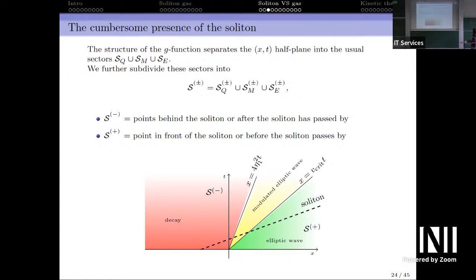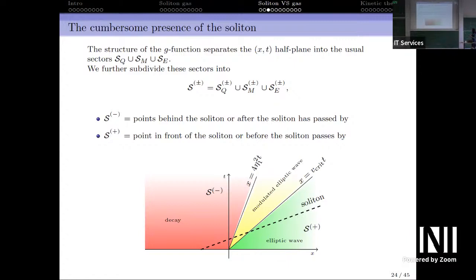The S minus is where the soliton has already passed. So the S minus is all this region here. And the S plus is where the soliton hasn't passed yet. So here the particles in the gas are still waiting for the soliton. And why is that important? Precisely because after the soliton passes, there is going to be some phase shift and some interaction. So we need to solve two Riemann-Hilbert problems at the same time, before the soliton passes and after the soliton passes, and then calculate the phase shift. So this is what happens.